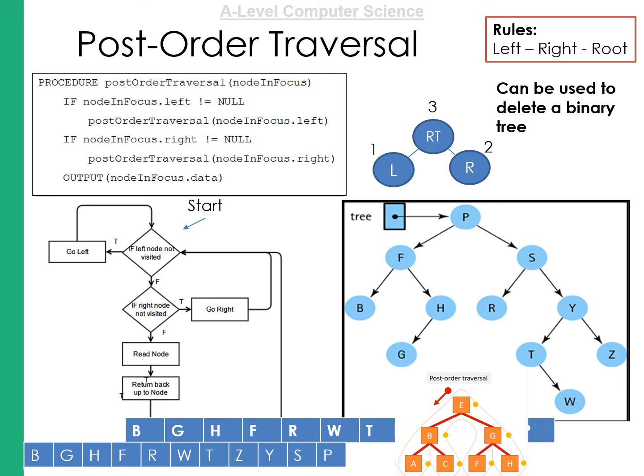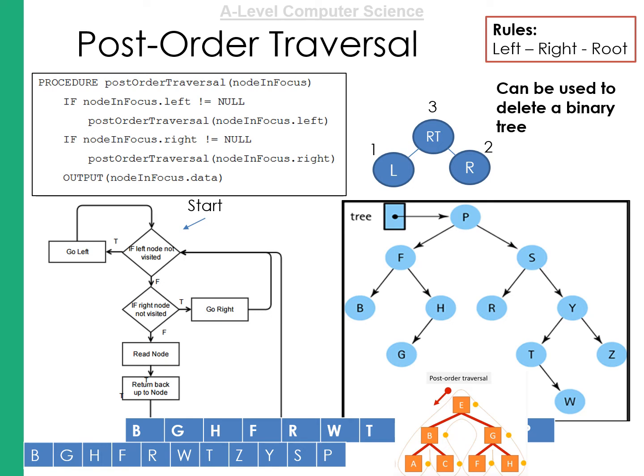The final type of depth-first traversal is post-order traversal. This can often be used to delete a binary tree. Our rule here is left, right, root. Now using my example, remember the top of our tree, the root of our tree is P.